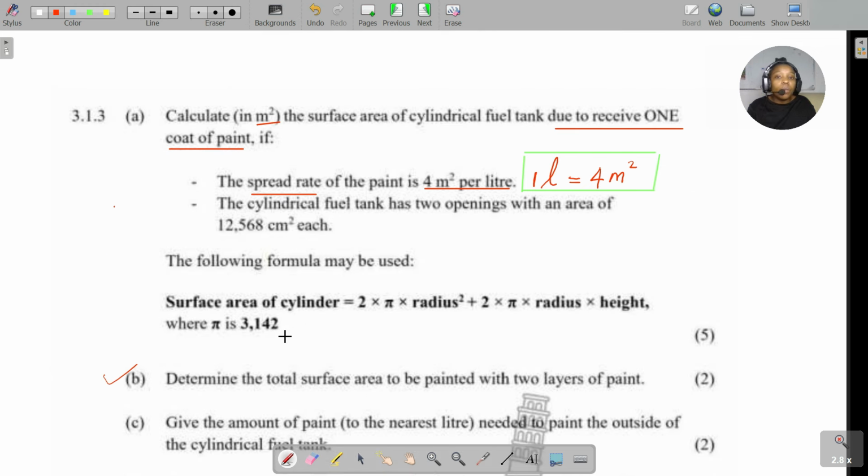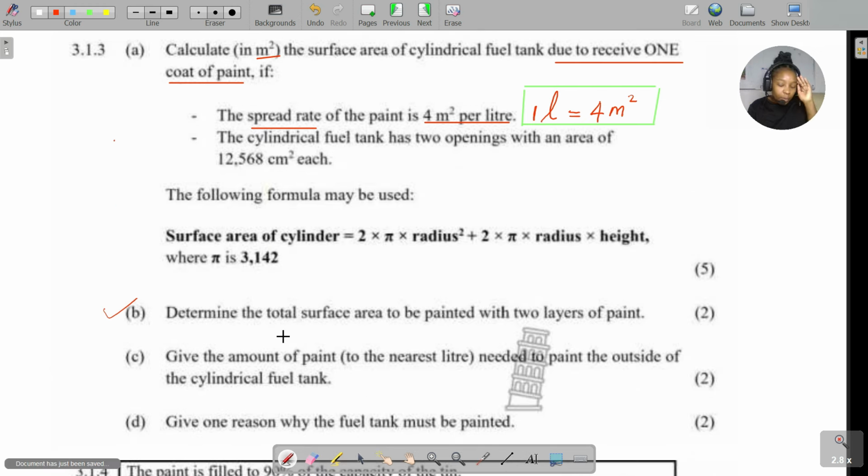Give the amount of paint, to the nearest liter, needed to paint the outside of the cylindrical fuel tank. So remember, in this question we're still remembering that we're painting the cylindrical fuel tank with 2 layers of paint. How much paint would be needed? How much paint, right?